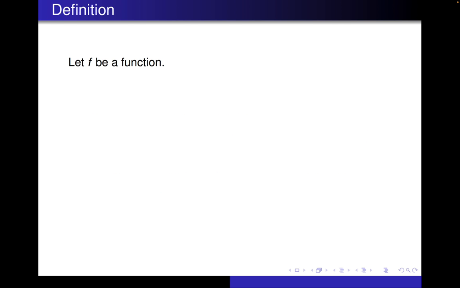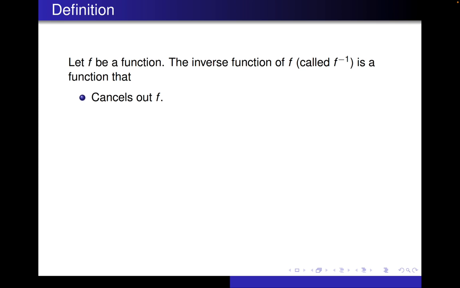All right, so let's let f be a function. The inverse function of f, and again we call that f inverse, is a function that does a couple of things. It cancels out f. Another way of saying that is it satisfies f of f inverse of x equals x and f inverse of f of x equals x. And all that's saying is that if you do either f inverse first and then f, or f first then f inverse, then you end up exactly where you began.